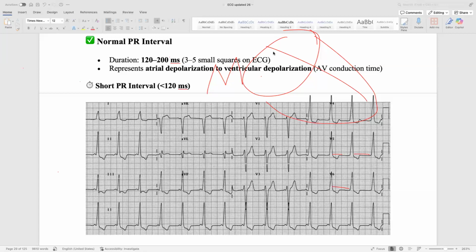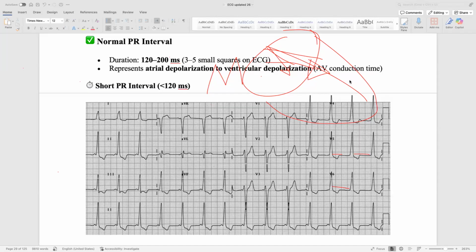If the V is negative, that means the axis is deviated more. We said the R wave in V1 is supposed to be negative. But if it is more negative like this one, that means the axis is a little bit deviated to the left.